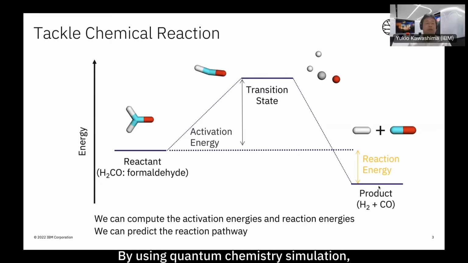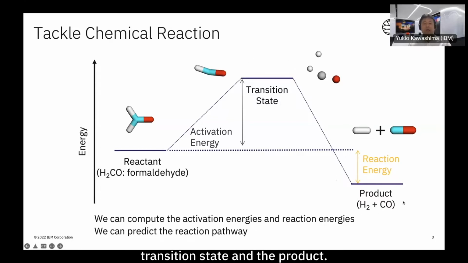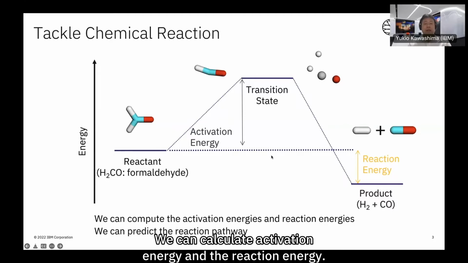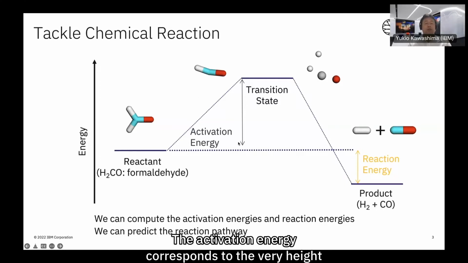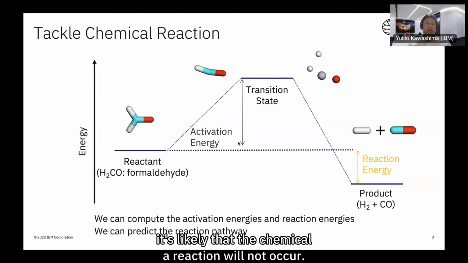By using quantum chemistry simulation, we can calculate the energy of the reactant, transition state, and the product. By doing so, we can calculate the energy difference between those states. We can calculate the activation energy and the reaction energy. The activation energy corresponds to the barrier height the reaction needs to overcome to go on forward. So if the activation energy is too high, it's likely that the chemical reaction will not occur.